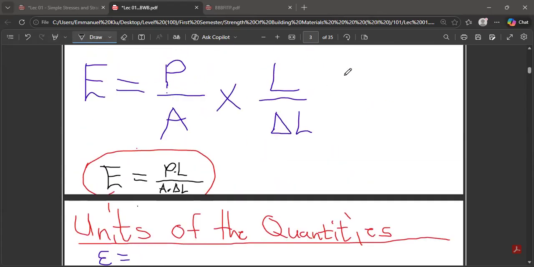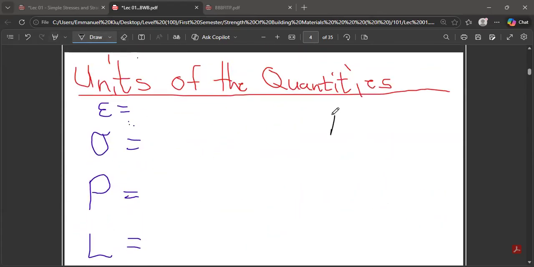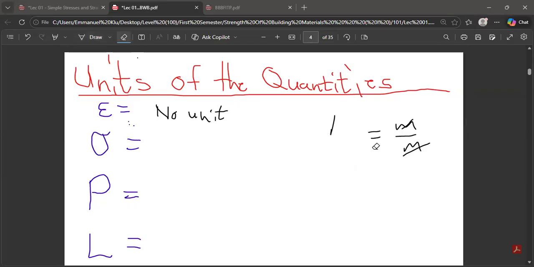If strain is equal to change in length over original length, at the end of the day this is measured in meters and this is also measured in meters. If they cancel out, this has no unit. Strain has no unit.